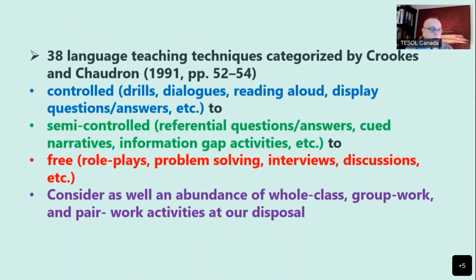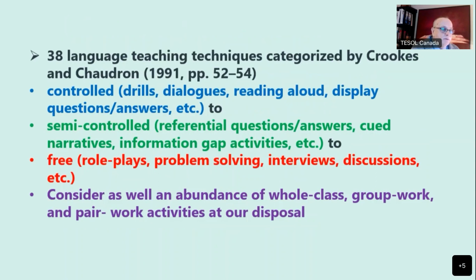There were 38 language teaching techniques categorized by Crookes and Chaudron in 1991. Now, I didn't list all 38 of them here, but these are just some of the key topics. Controlled drills, dialogues, reading aloud, display questions and answers, etc. So which methodology does this relate to?